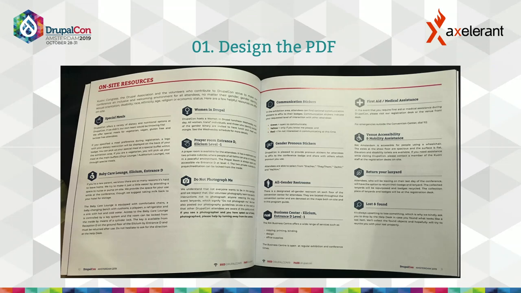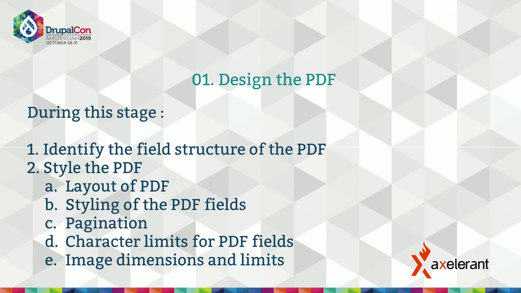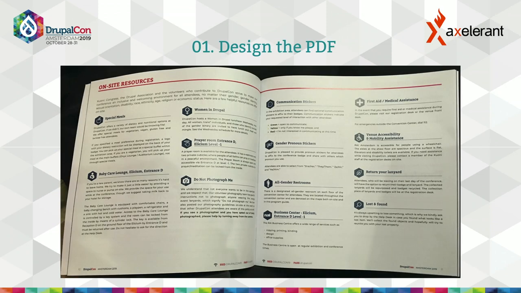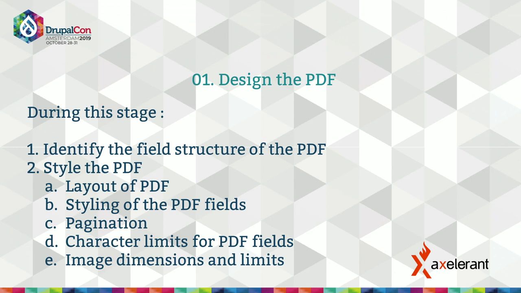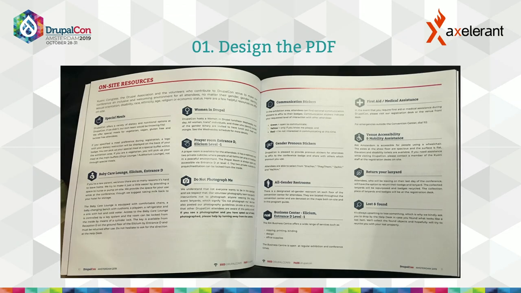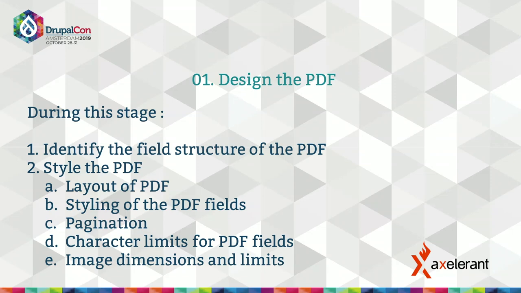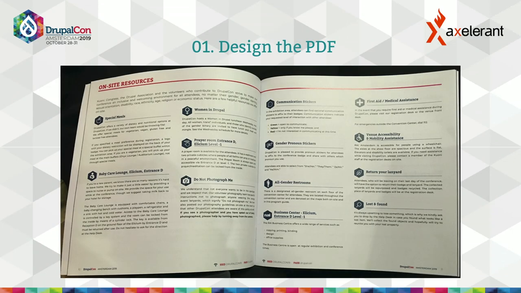So, to summarize, what we can do is identify the field structure of the PDF you are about to create, and style the layout of the PDF. What is the layout here? We have a header, we have a footer, we have a two-column layout, and we have cards. Styling the PDF fields, we have fonts, font sizes for each and every element, colors, and pagination. Pagination is an important part when you are working with PDFs.